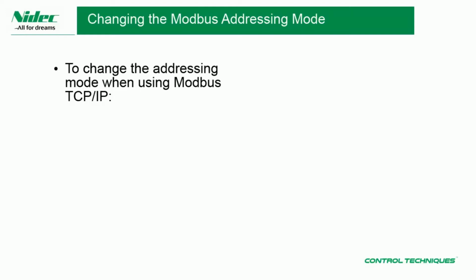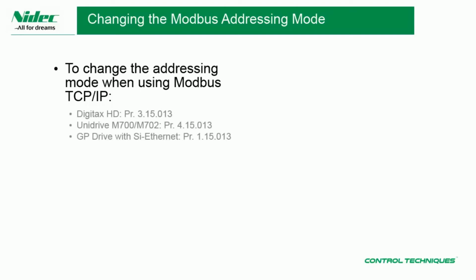For Modbus TCP/IP communication, the addressing mode is changed using parameter number 13 in the Modbus setup menu, which is menu 15. In a Digitax HD, you may access this parameter by opening slot 3, menu 15. In a Unidrive M700 or Unidrive M702, this parameter is found in slot 4, menu 15. In a general-purpose drive that is equipped with an SI Ethernet module, the addressing mode parameter is found in slot 1, menu 15, parameter 13.